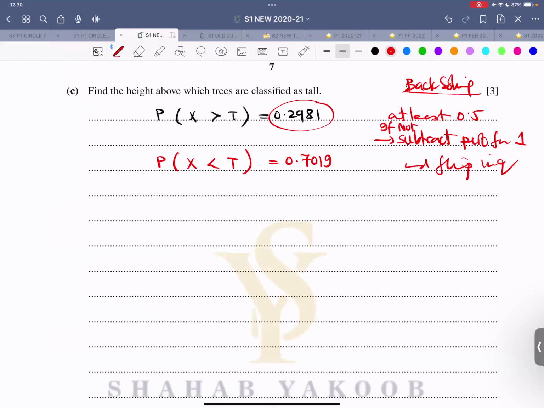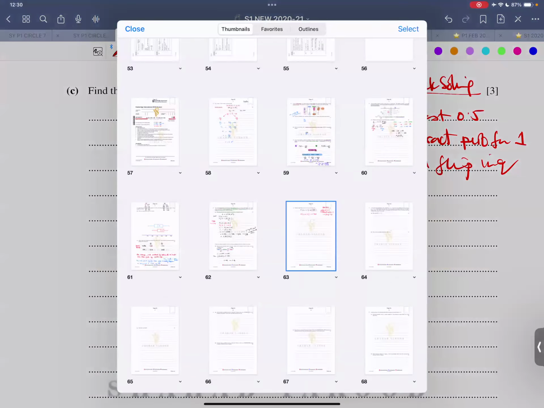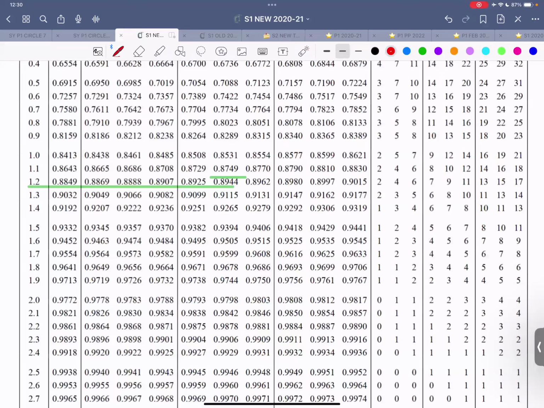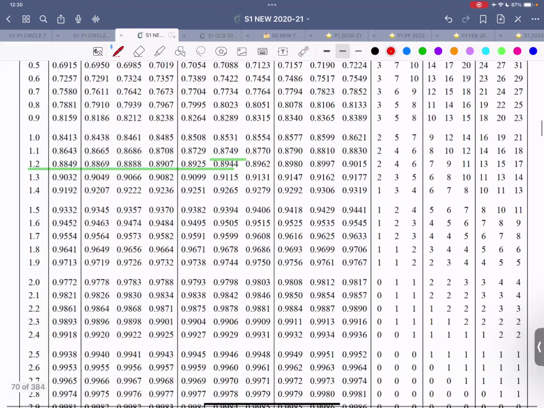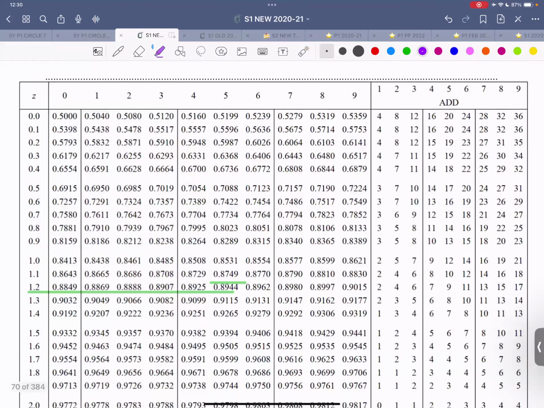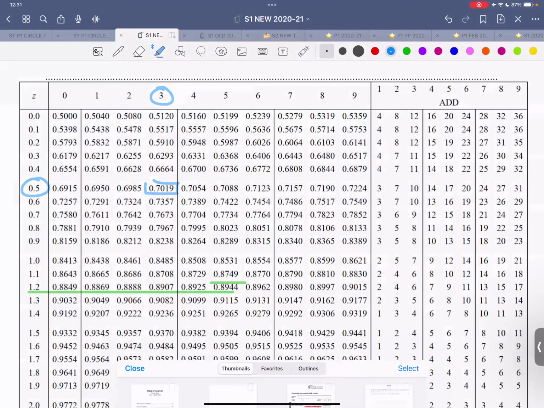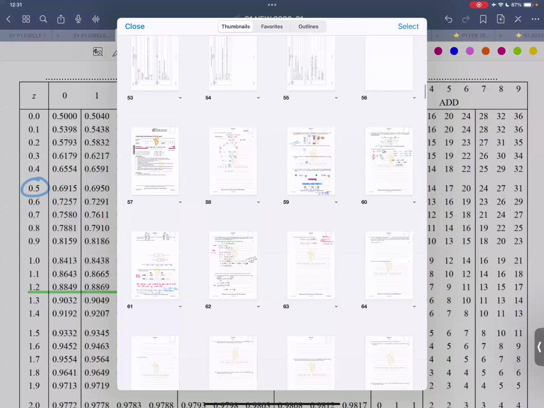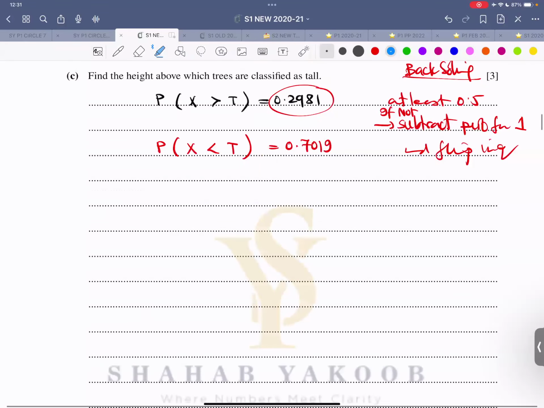Now, let me again go to the table and find for 0.7019 the corresponding Z value. So 7019, that's right over here. That was an easy catch. So this is 7019 over here, and this is 0.5, this is 3. Therefore, this is 0.53. That is the Z value. So as 0.7019 probability is giving me a Z value of 0.53, with a lesser sign, the Z value will be positive.